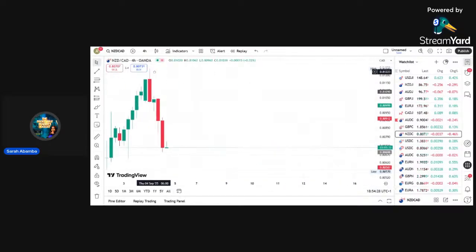Okay, the next candlestick pattern we are moving to. We have seen one-candlestick patterns, which are the pin bar and the doji, and two-candlestick patterns, engulfing and tweezers. Now we're going to three-candlestick patterns, and this three-candlestick pattern is very, very beautiful.